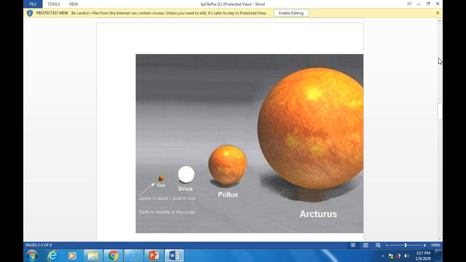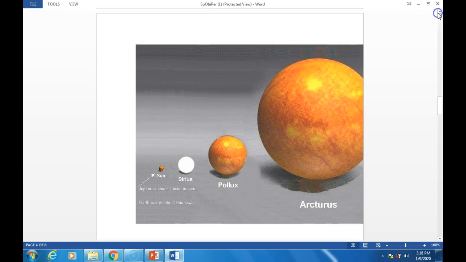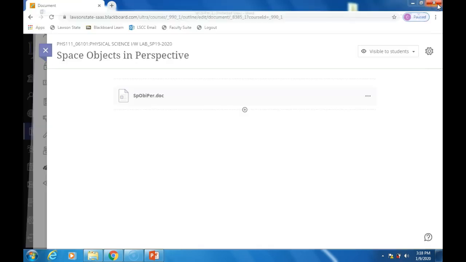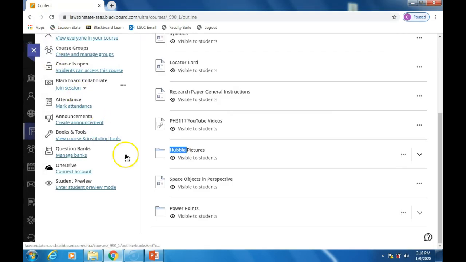Galaxies and other things. I just found it an incredible representation. And so you can look at the whole thing if you want to. It's pretty nice, okay? A student sent it to me. I said, look, that's good enough. I'm going to put it out here. So that was Space Objects in Perspective.